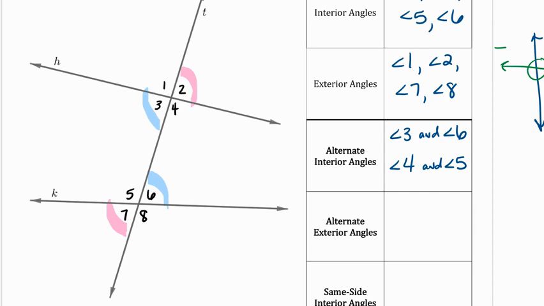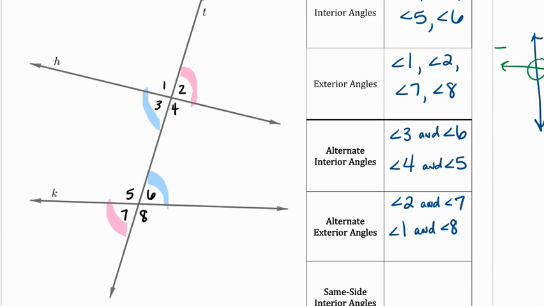Here we go. Okay, angle 2 and angle 7 are alternate exterior. And again, we have another pair: angle 1 and angle 8 are also alternate exterior angles.